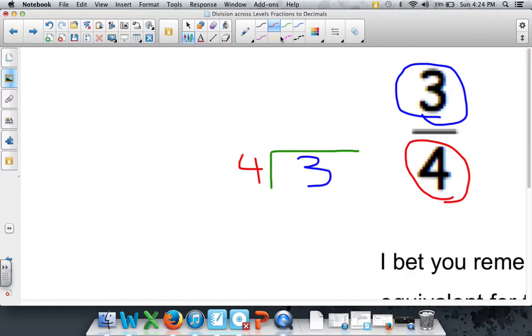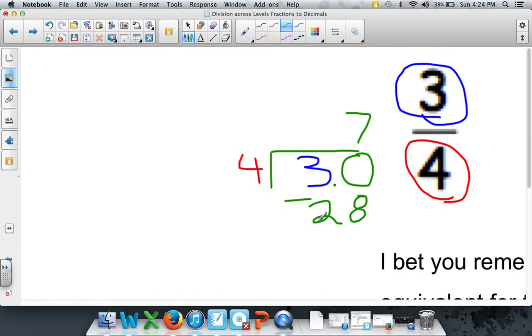So you add a decimal, bloop, bloop, bloop. You add a 0. And instead you ask yourself, how many times can 4 go into 30? Let's skip count. 4, 8, 12, 16, 20, 24, 28. Wait, 28. That's pretty close. We skip counted 7 times. 7 times 4 is 28.